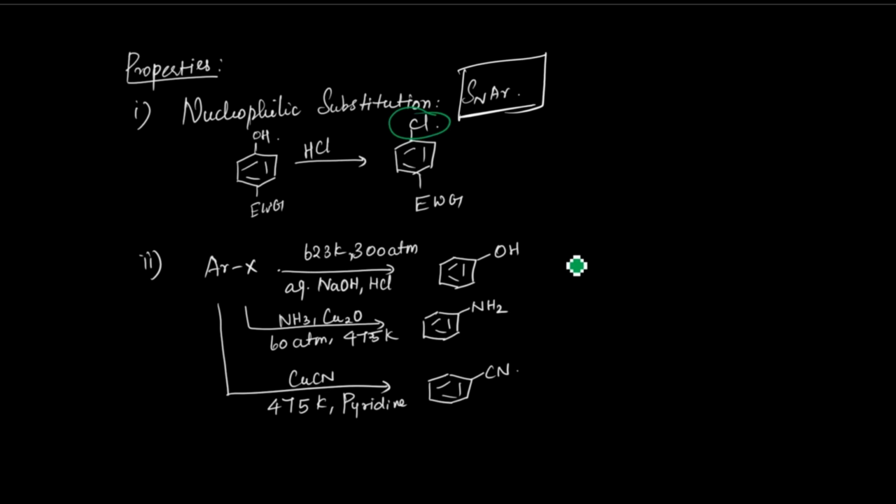Then the Dow's process to produce phenol from ArX, which can be ArCl or ArBr. And then the second method, with ammonia, it is giving aniline, and with CuCN, it is giving us cyanobenzene.